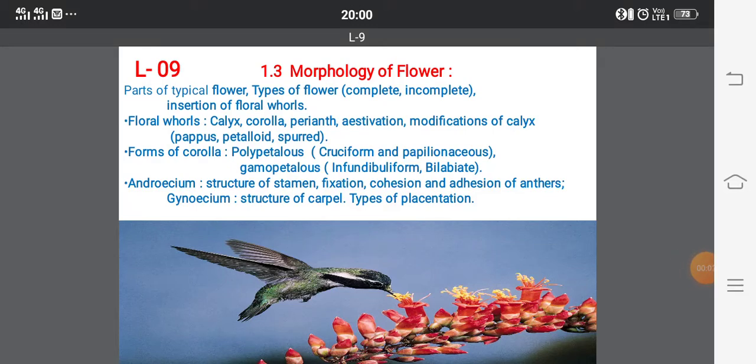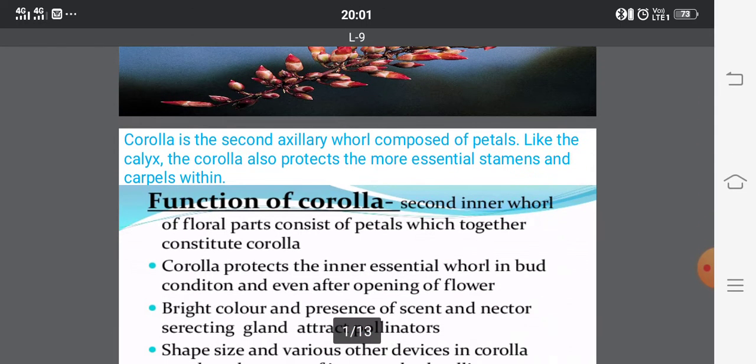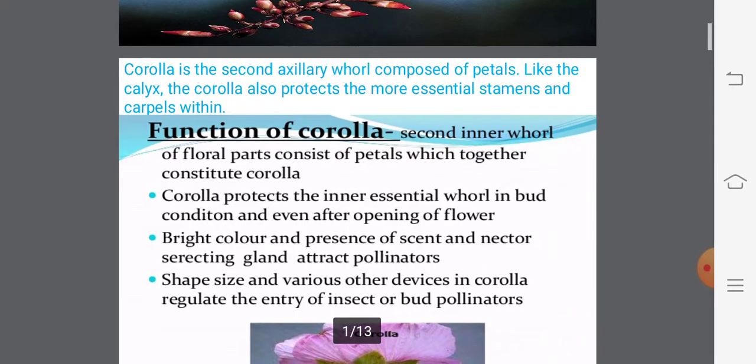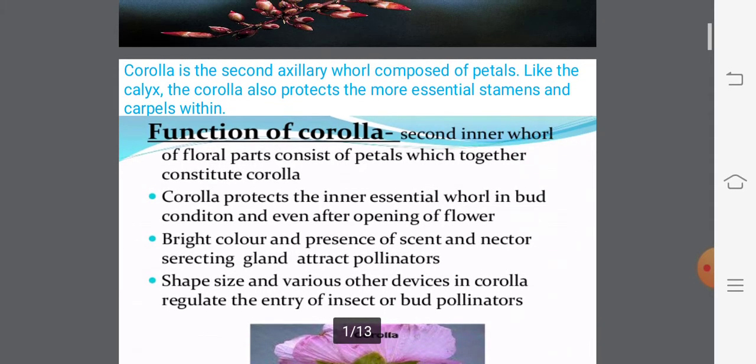So, in yesterday's lecture, we have seen about the calyx. Today we are observing the corolla. As we know, the corolla is an attractive part. Insects and birds are attracted towards the flower due to its colored character. The corolla is the second accessory whorl, composed of petals.